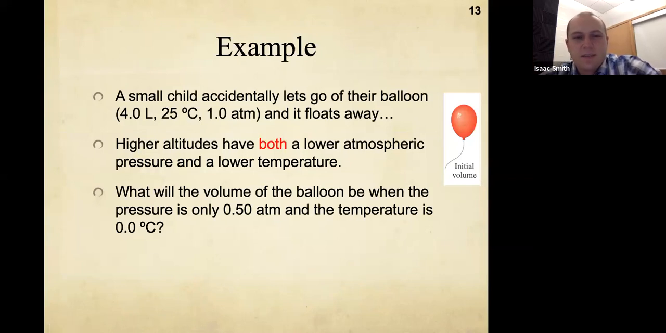Let's go through this example. You could pause it if you want and try it on your own before I go through it. But here it says a small child accidentally lets go of their balloon, right? Some of us may have done this when we were younger.